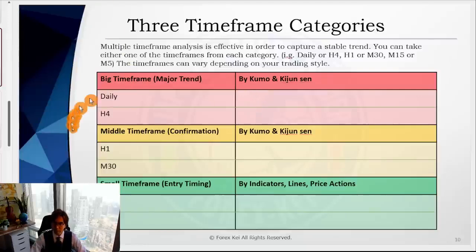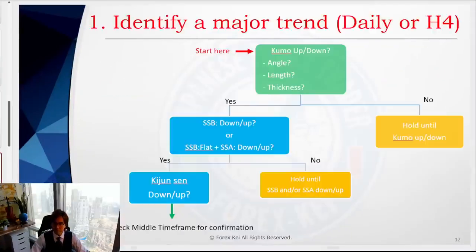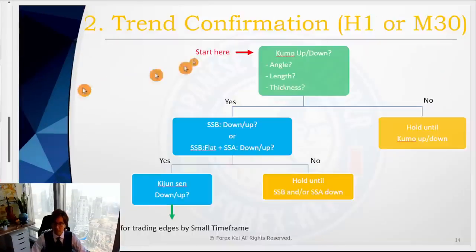And then let me check the 1 hour 30. And how to confirm 1 hour 30 downtrend is exactly the same as what you did on the higher time frames. So simply, if you go to this slide here, number 2, trend confirmation, H130, basically the same format. First, you check the Kumo angle, length and thickness, and then you check the Senko span B angle, Senko span A angle, and then Kijun Sen angle. So basically it's the same.